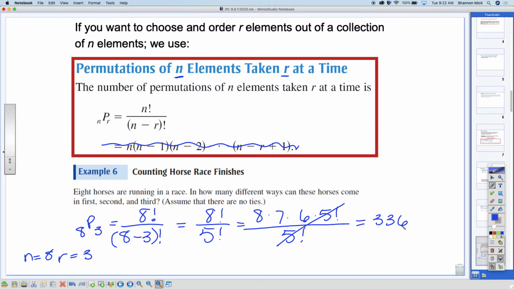I will tell you, I find myself not using the formula after I've done it a long time. When I have things inside, I just know it's going to be like 8 times 7 times 6. Now, if I have 28 choose 10, I'm not going to do that. I'm going to use the formula to do that. Okay?